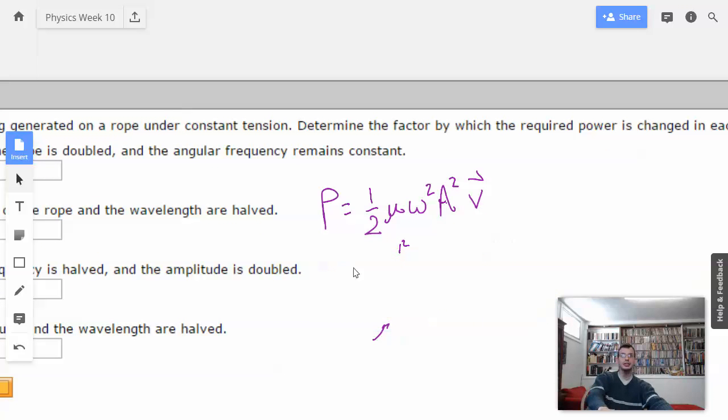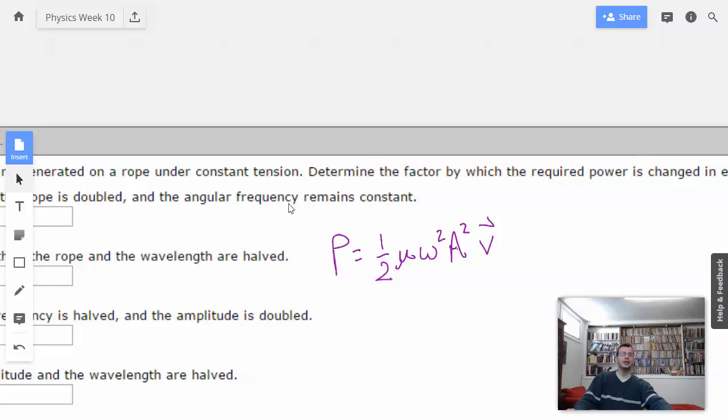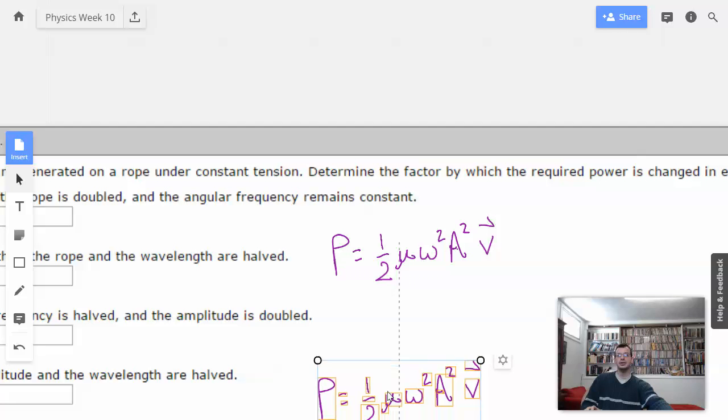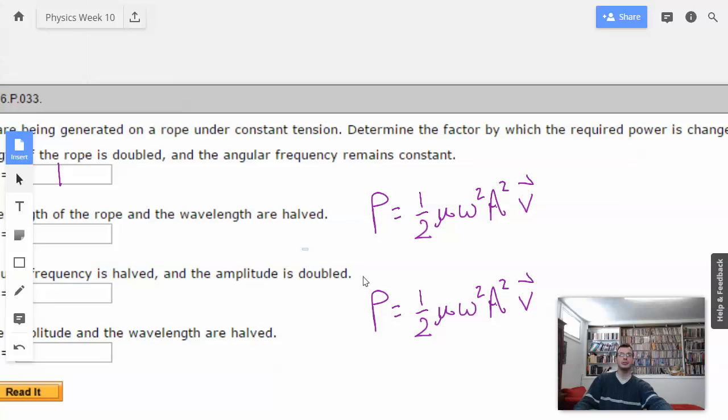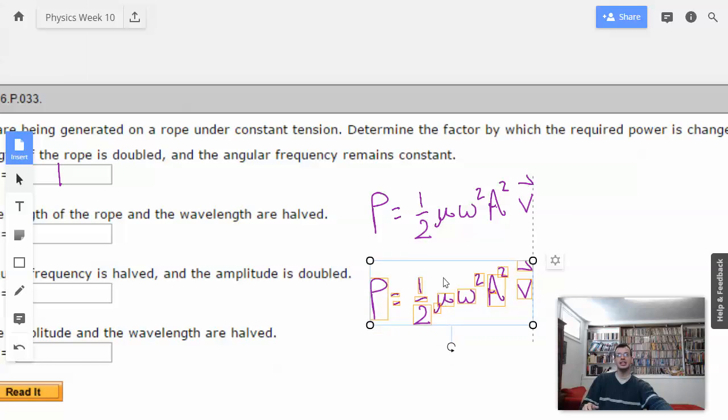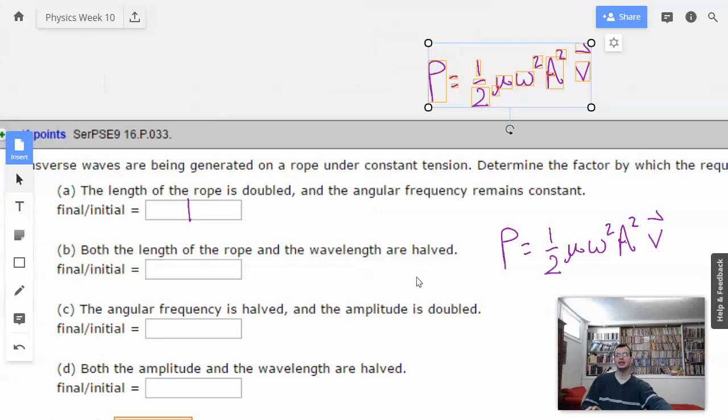Kill this. Die. Didn't quite get them all. There we go. But then, let's see. Copy paste. There's probably an easier way to do that. Oh well. Actually, I'm going to put my safe equation up here, that way I can just use it. Both the length of the rope and the wavelength are halved.